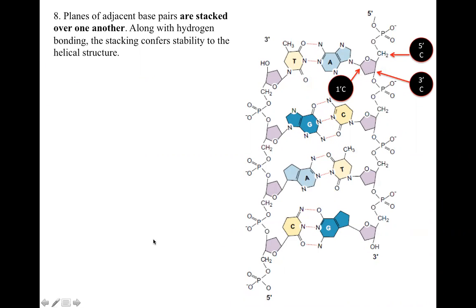And the eighth feature of this double helical structure is that planes of adjacent base pairs are stacked over one another. The planes of adjacent base pairs are stacked one over another, along with hydrogen bonding. The stacking confers stability to the helical structure. So because of this stacking, it gives stability to the helical structure.